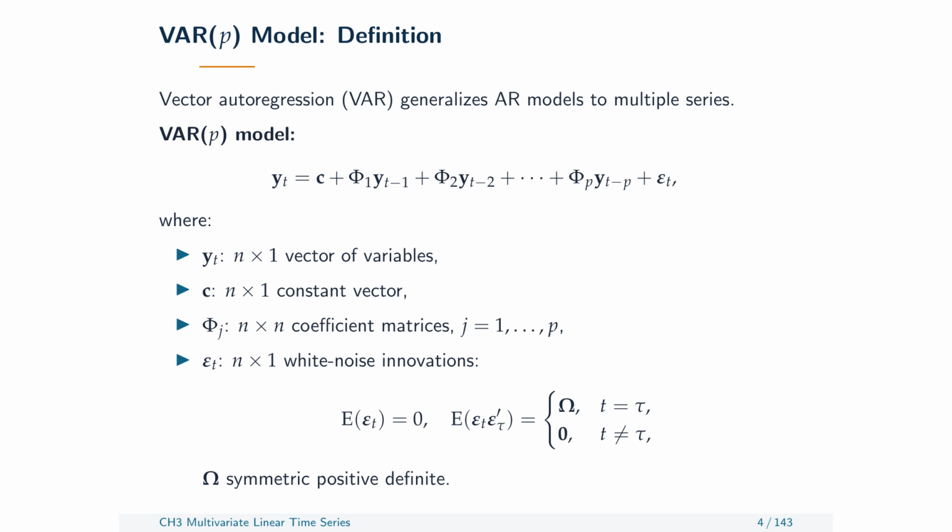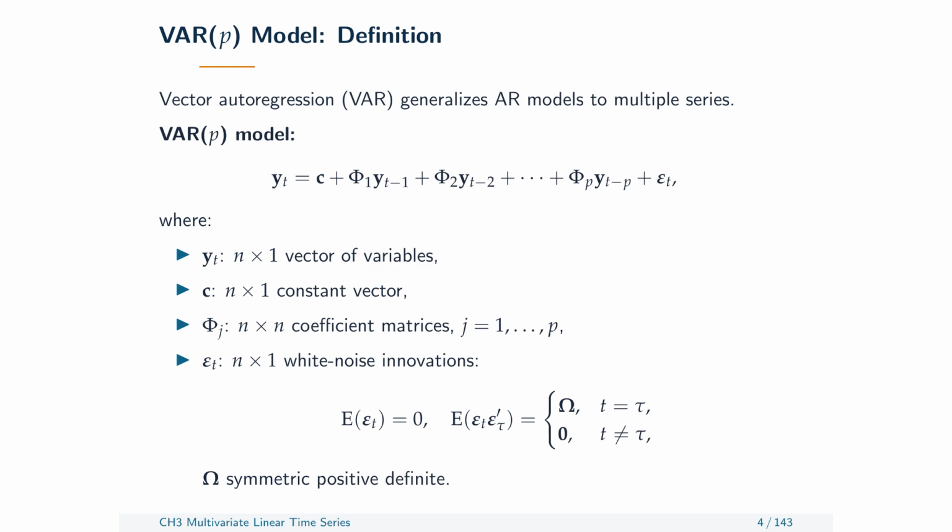The innovation vector has mean 0 and a positive definite covariance matrix called omega. Innovations at different dates are uncorrelated under the basic white noise specification, but components at the same date may be correlated. This contemporaneous covariance is important because it means reduced form forecast errors are not automatically distinct economic shocks.